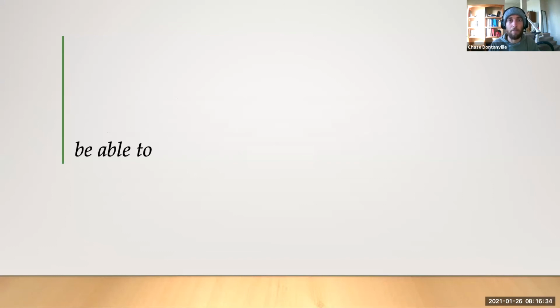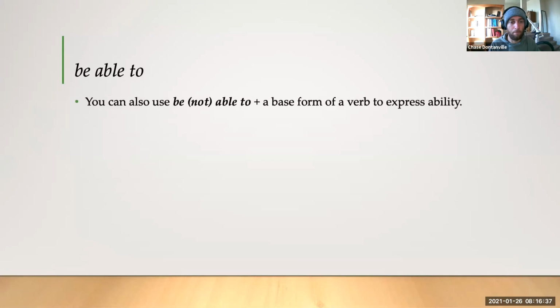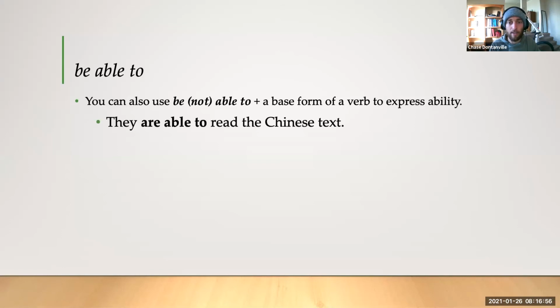Okay, let's look at be able to. You can use be or be not able to plus the base form of the verb to express ability. So be able to is a phrase. It's not a modal verb, okay? But we use it in the same situation as can. So they are able to read the Chinese text. I'm not able to hear the speaker. So in both cases, we can use can. They can read the Chinese text. I can't hear the speaker. Okay, same meaning, just a different way to express it.